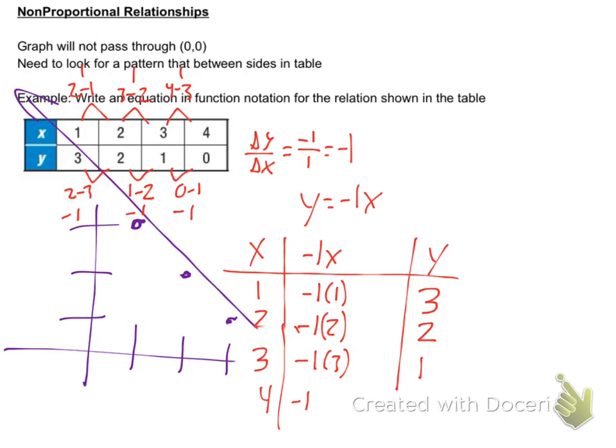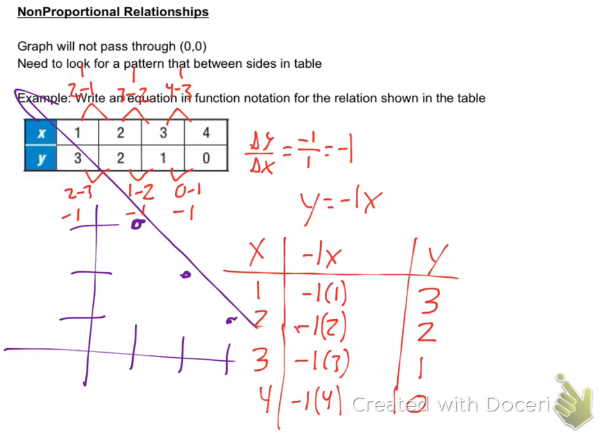Negative 1 times 4 will be 0. Here's the thing, guys. We are making this claim that we want to use a direct variation equation, y equals kx. So we set it up that way. But we're finding that they're not matching, are they? Is this middle column matching the outside? This gives me negative 1, that's negative 2, that's negative 3 and negative 4. That's not 3, 2, 1, 0.